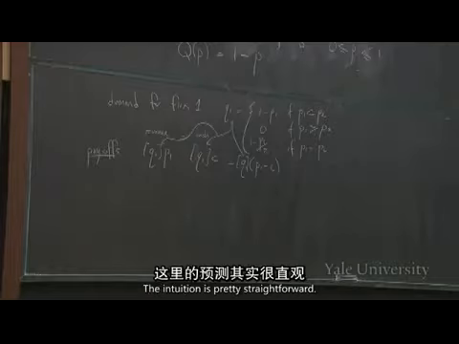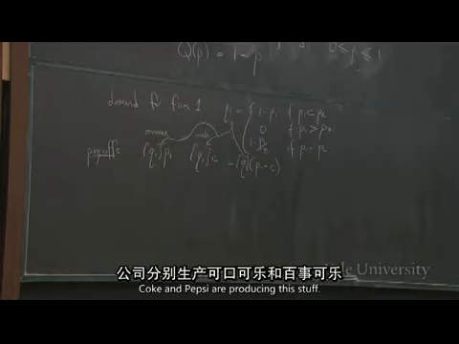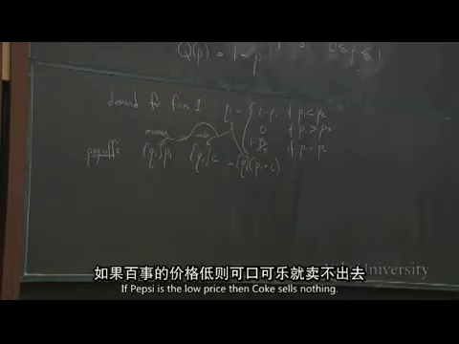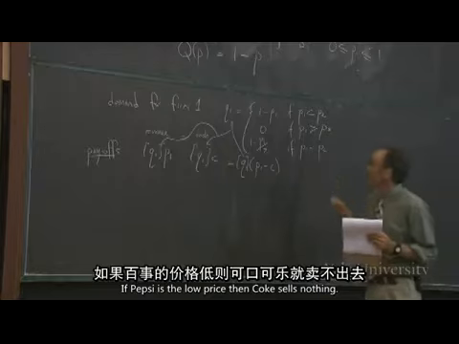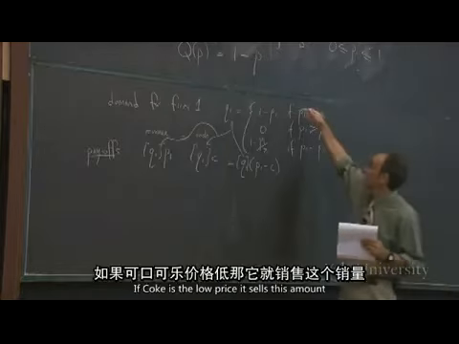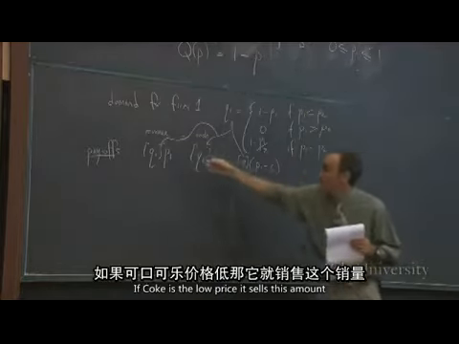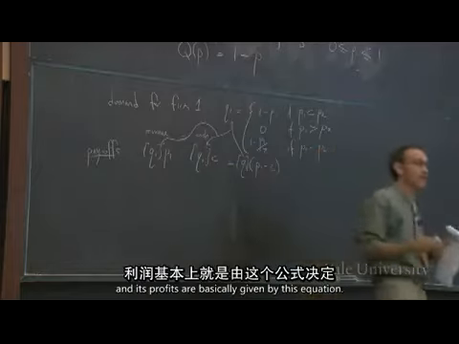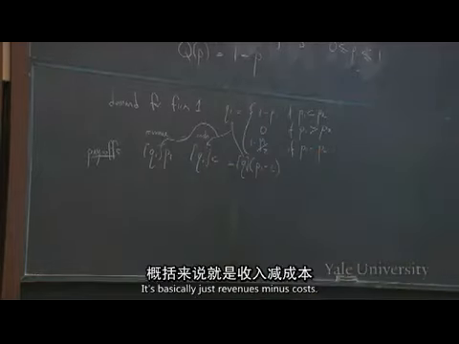Coke and Pepsi are producing this stuff. They're setting prices. If Pepsi is the low price, then Coke sells nothing. If Coke is the low price, it sells this amount, and its profits are basically given by this equation. It's basically just revenues minus costs.